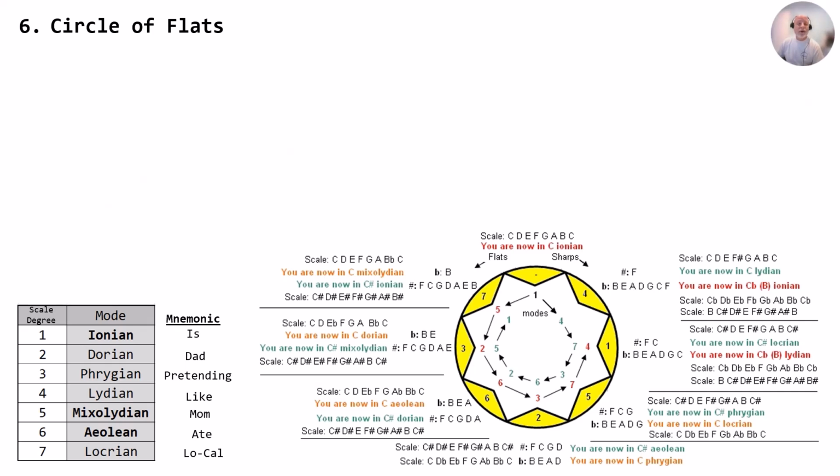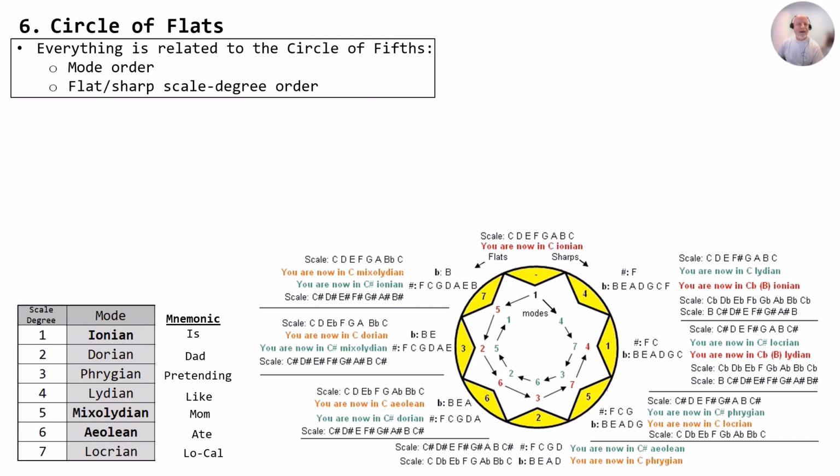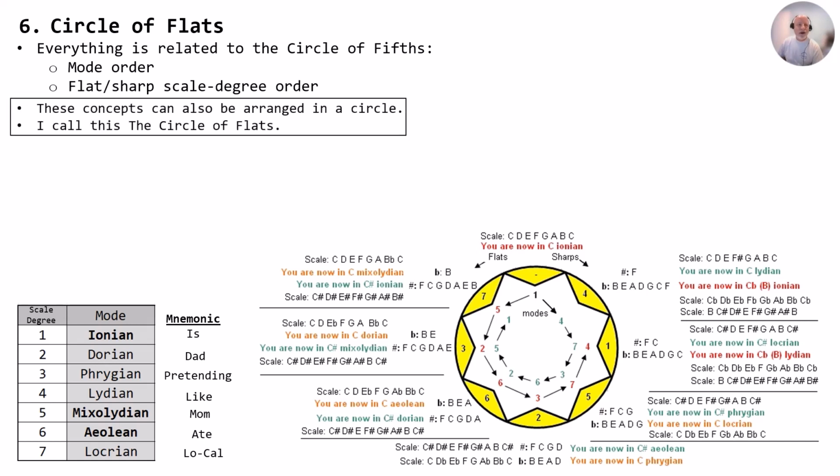All right, so now here's something I'm calling the circle of flats. Everything so far has been related to the circle of fifths, the mode order, the flat, sharp, scale degree order. All these concepts can be arranged in a circle, and I call this the circle of flats. This incorporates the order of the flats and sharps and the modes into a circle, much like the circle of fifths.